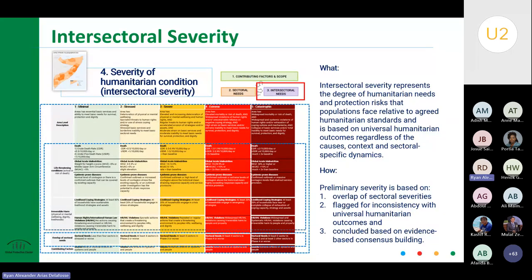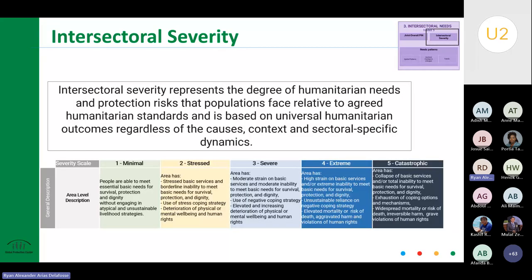It is calculated based on overlapping sectoral severities. And then similar to the overall pin, there are then flags. After that, the ones that are flagged are concluded and decided based on a convergence of evidence. And we'll get into what that convergence of evidence process is. But just like how you take the max pin, we start our intersectoral severity in a similar way. But really quick, this is the area level description. So when we are looking at interoperability, if you're looking at your protection severity levels, you want them to generally align with this as well.